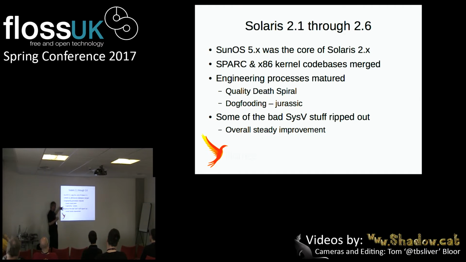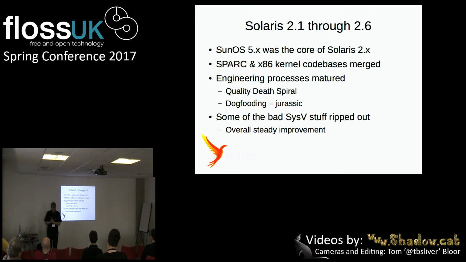SunOS 4 was Sparc only. That's not entirely true, but Solaris 2 was x86 as well, because that's what AT&T wanted. They weren't interested in the Sparc bit. There was a slight divergence because of the versions that were hardware specific, but then it was all brought back into a common code base. And there were various engineering processes that evolved in these early years.